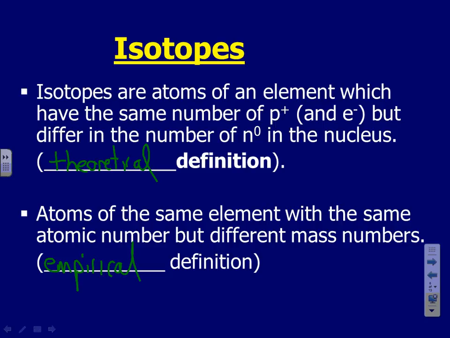She continued to do her work, and the next thing that she discovered was polonium. Her home country was Poland, so she named it polonium in honor of her home country, all right?